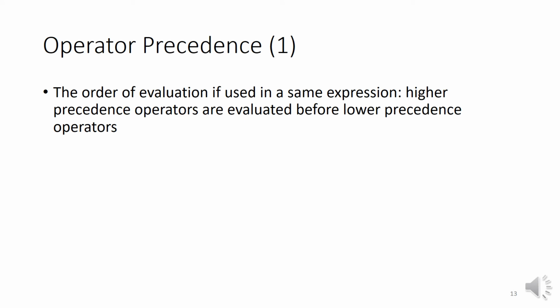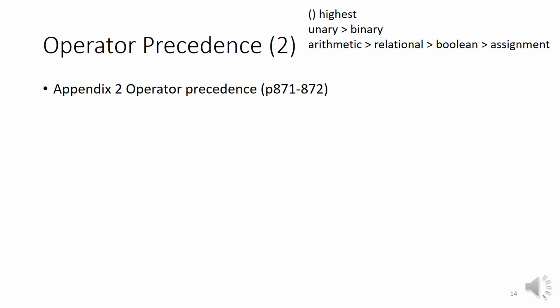When multiple operators are used in an expression, they are evaluated based on their precedence levels. Higher precedence operators are evaluated first. Appendix 2 of our textbook gives a complete listing of operators and their precedence levels. The general rule is that parentheses have the highest precedence. After that, unary operators have higher precedence than binary ones. Arithmetic operators are evaluated before relational operators, followed by Boolean operators, and lastly, assignment operators.